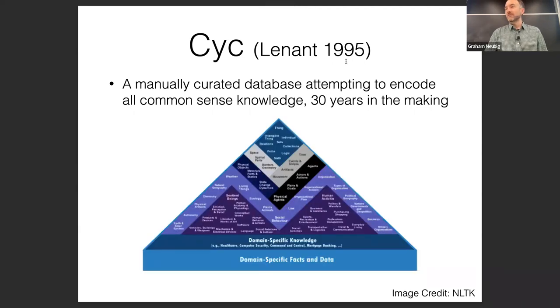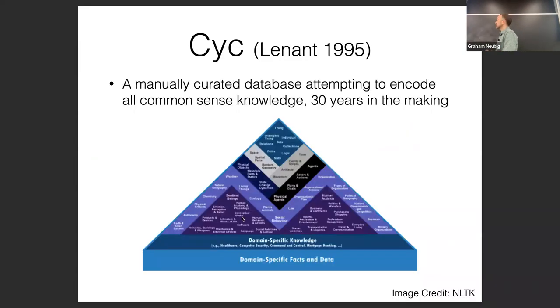Lenat was here at CMU for a while when he was doing this. And what you can see here is it has this kind of hierarchy of things, where at the top of the pyramid you have thing, and then you gradually work your way down to individual, imaginable thing, relations, space, spatial parts, borders, geometry, and social behavior, social relations and culture, language, software, other things like this. So, you know, it's very extensive. It tries to capture common sense about all of these things.